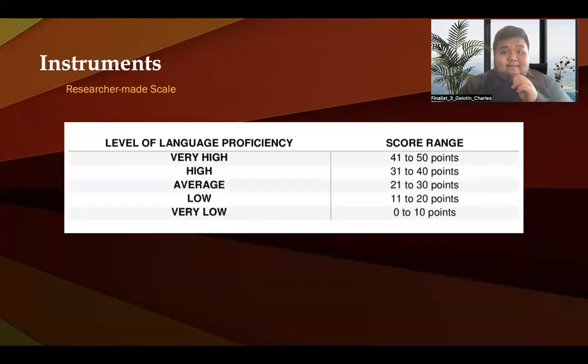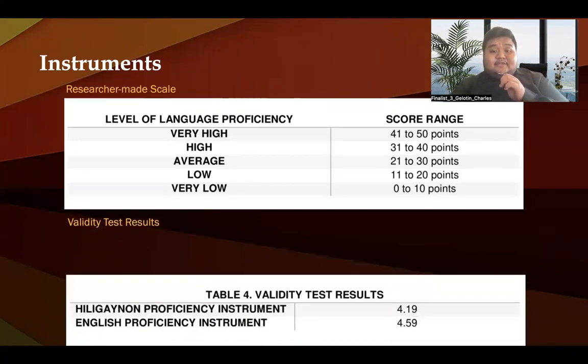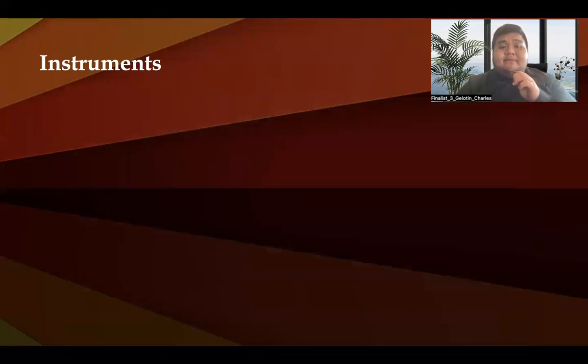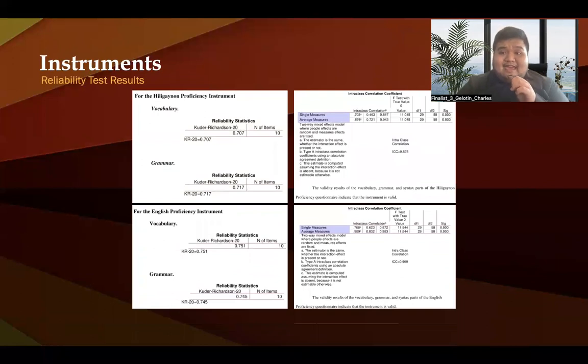Our researcher-made scale divides the level of proficiency of our respondents into five categories: very high, high, average, low, and very low, depending on their scores on the two instruments. Validity test results also show that our two instruments are valid before the instruments were utilized in actual data gathering. It also underwent reliability testing among 30 participants coming from the different college publication writers from the different colleges and universities in Bacolod. Both reliability test results indicate that our instruments are valid and reliable.